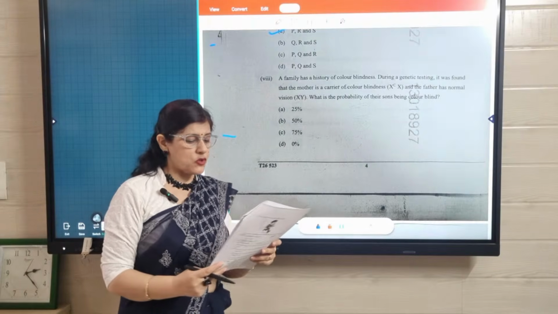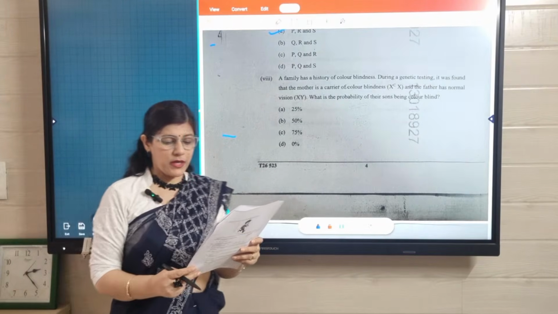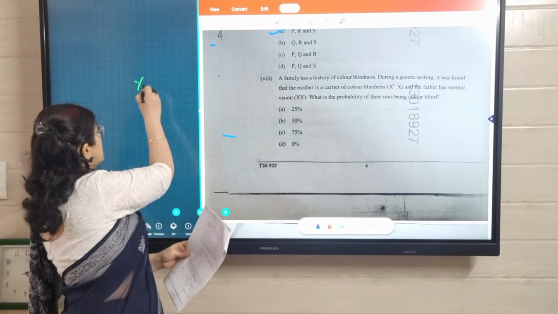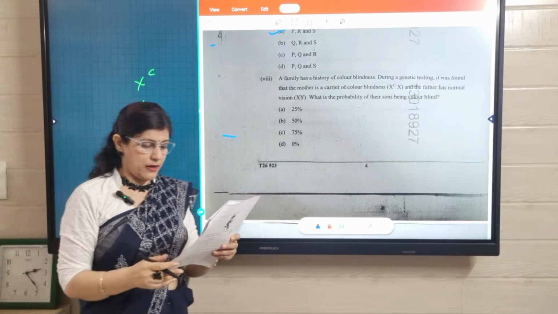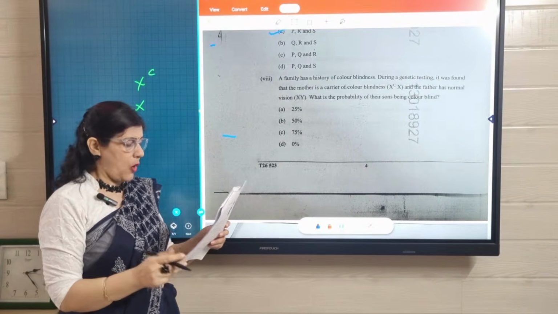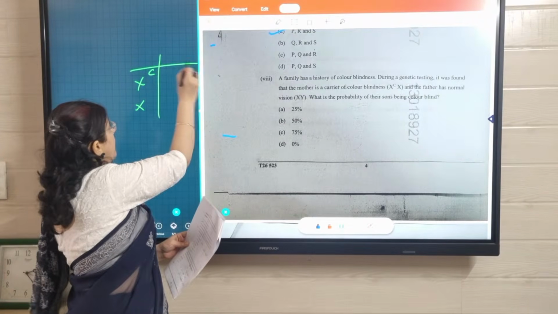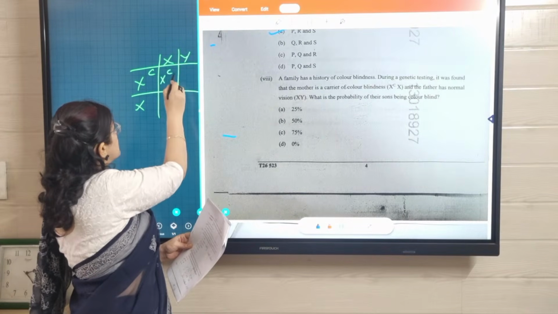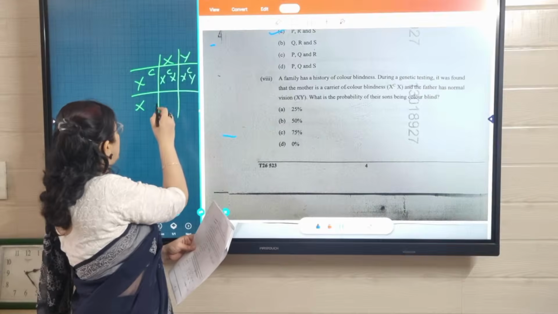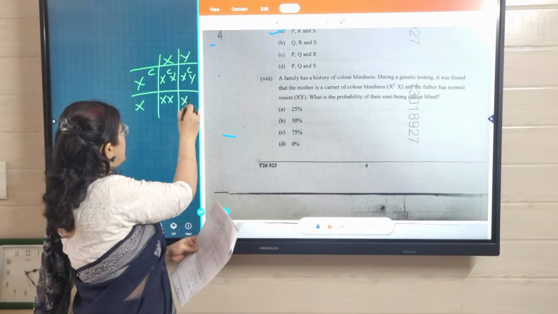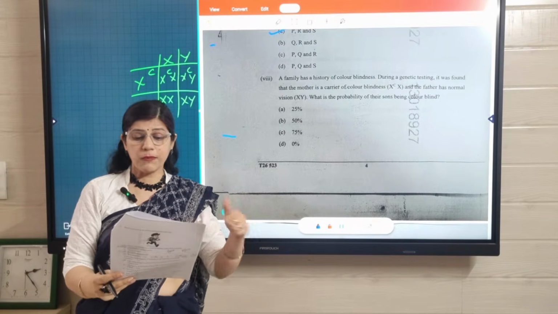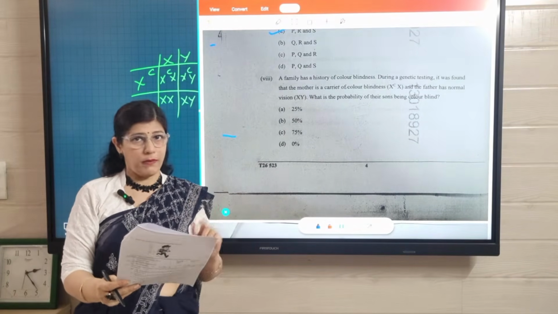A family has a history of color blindness. During genetic testing, it was found that the mother is a carrier of color blindness. So the mother is X^C X, meaning carrier. And the father has normal vision, so for the father we have to take X and Y only. So what combinations are being formed? This is X^C X, X^C Y and then XX and XY. And the question is, the father has normal vision. What is the probability of their sons being color blind?